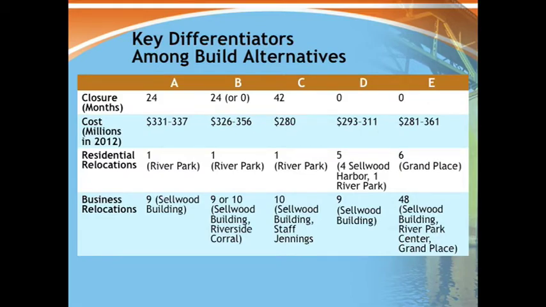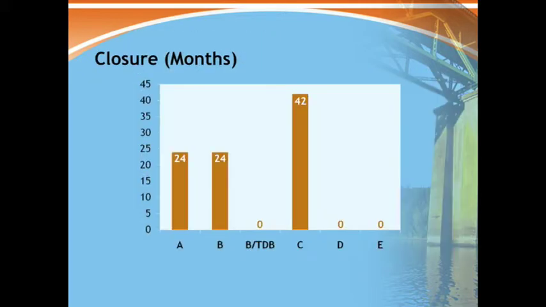And let's just go right to graphics because I think they help explain it better than all these numbers in the table. So when we're talking about bridge closure, there are major differences, as you can see. With B, we're showing two alternatives with and without the temporary detour bridge. Bridge closure has important impacts to Sellwood businesses in terms of lost owner and labor income, as well as travel time and operating costs for commuters.